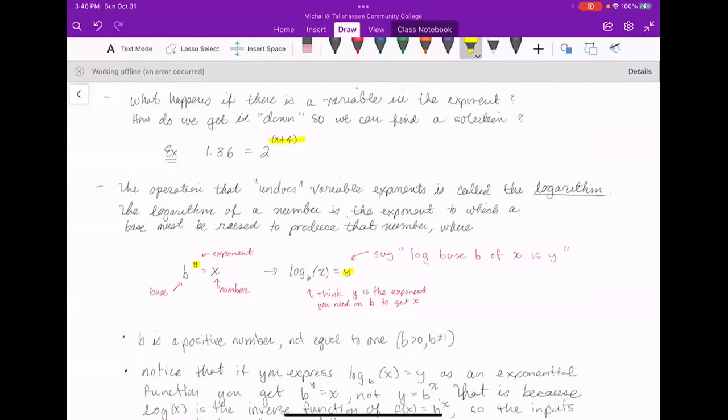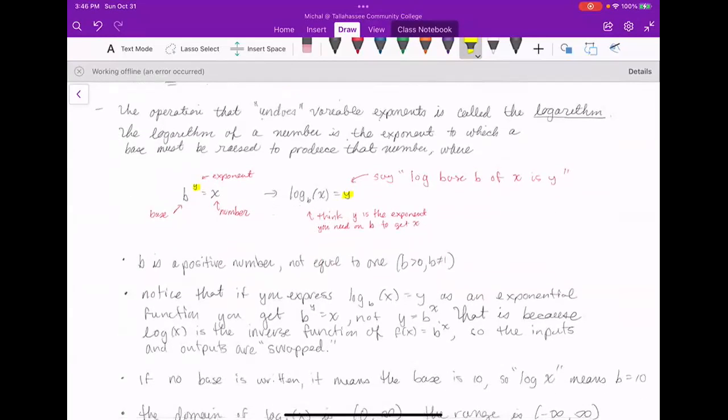It's important to note that in the notation above, b is a positive number. So that means that my base cannot be a negative number and it cannot be equal to 1. So it can be a fraction between 0 and 1, or it can be a number greater than 1, but it cannot equal 1 and it cannot be negative.